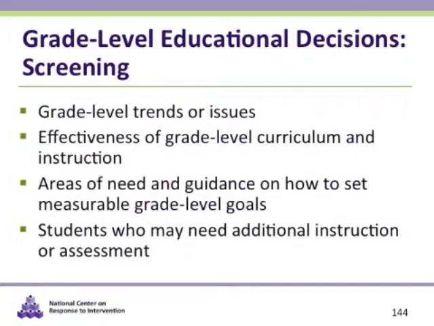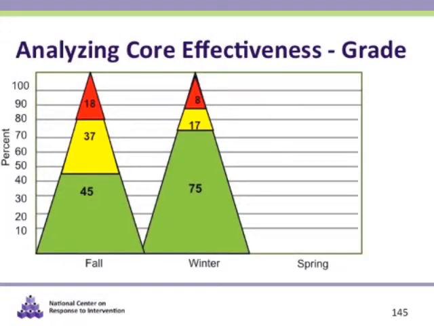Here's another look at the grade level decisions that can be addressed with screening data. And we've talked about those trends and the overall effectiveness, and this is where we'll get into identifying individual students who may need additional assistance. So analyzing that core effectiveness is a big question for many of us. Grade level teams can analyze the effectiveness of the core by looking at various types of data. This is one example of how the data can be graphically represented.